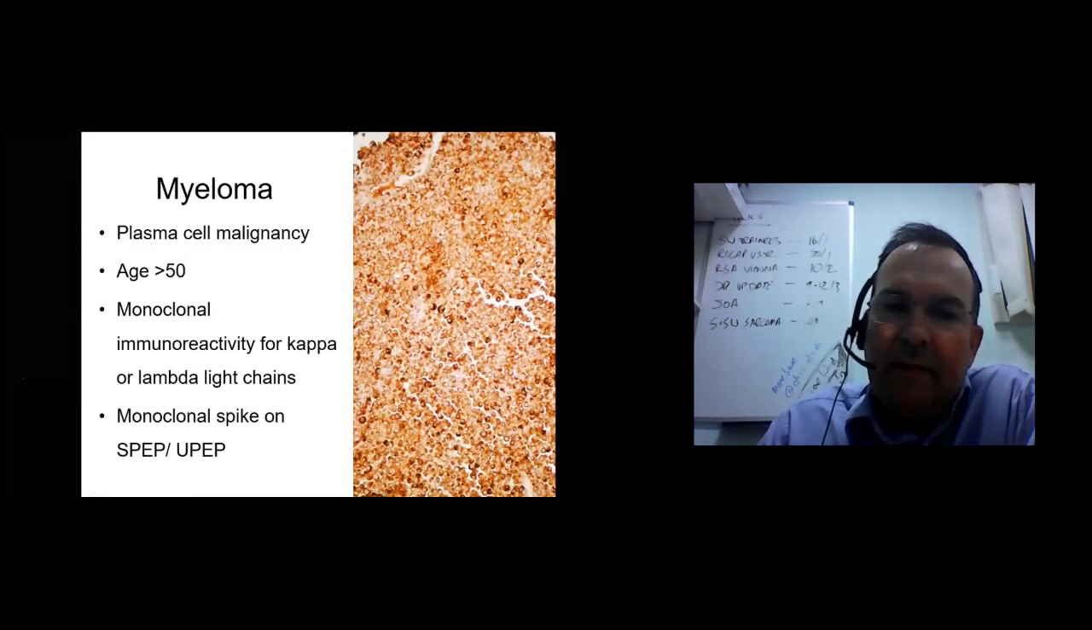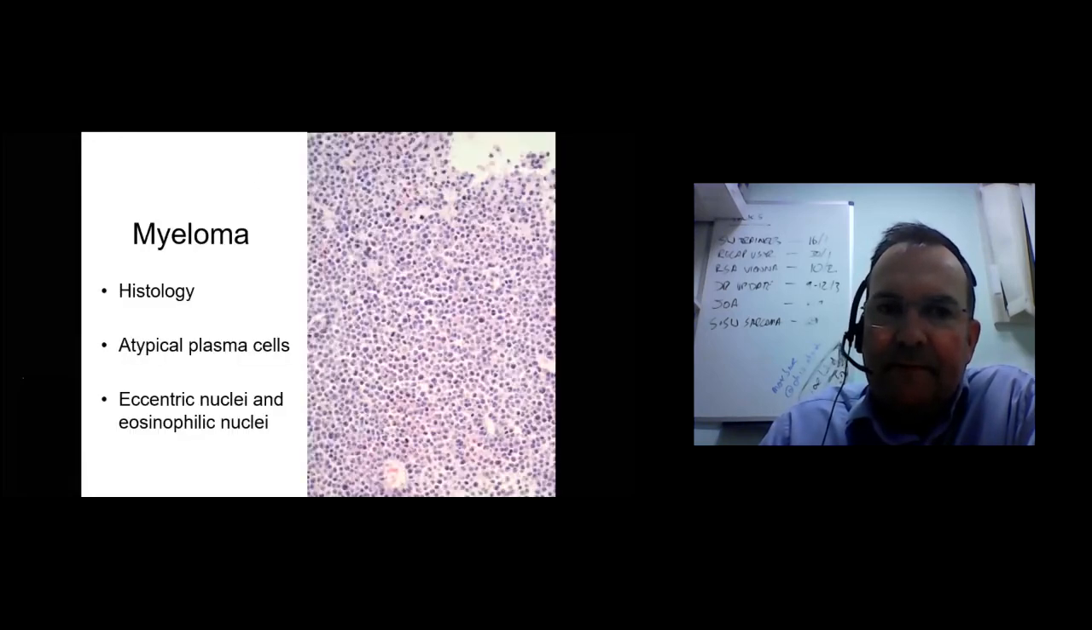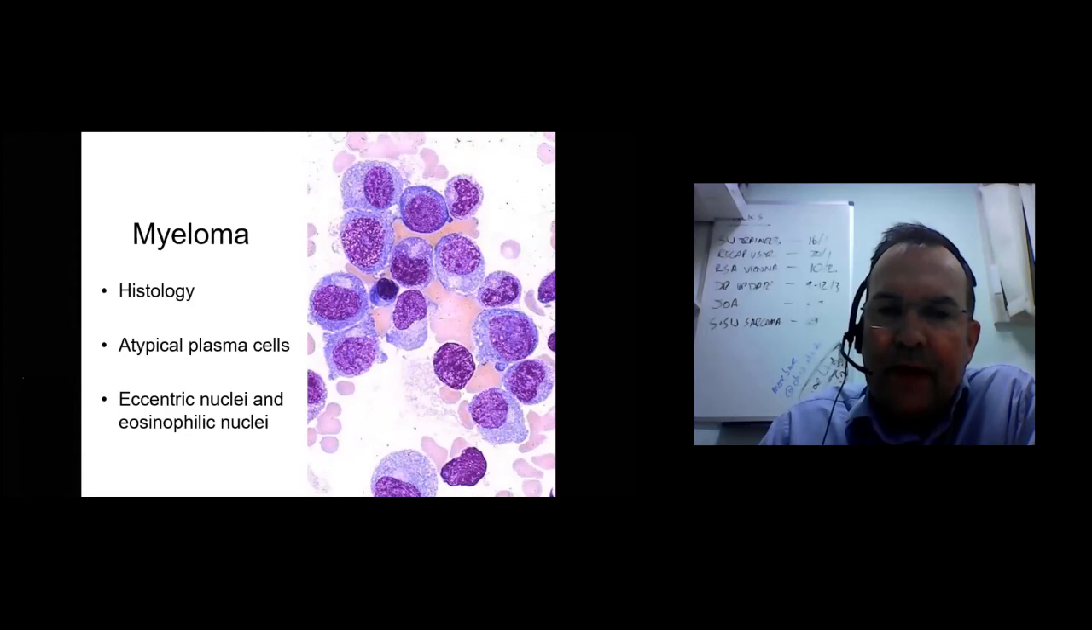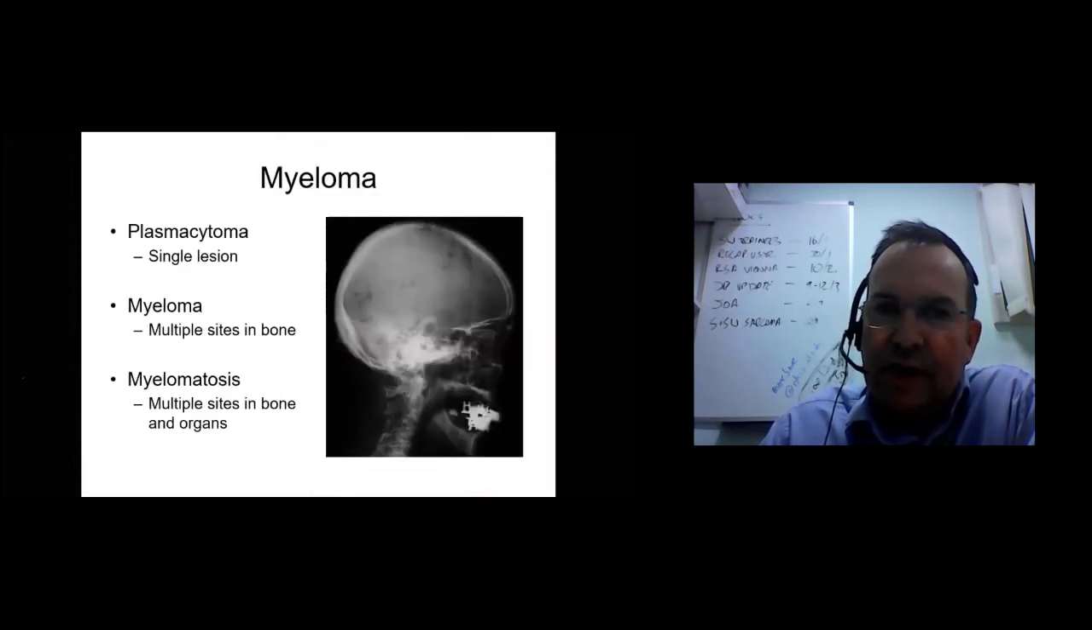Myeloma, a plasma cell malignancy commonly seen in those over 50 years of age. Again, we'll work them up, as we said at the start of the talk, with serum protein electrophoresis and urine protein electrophoresis for diagnosis. These characteristic atypical plasma cells with eccentric nuclei and eosinophilic cytoplasm, which we saw earlier.